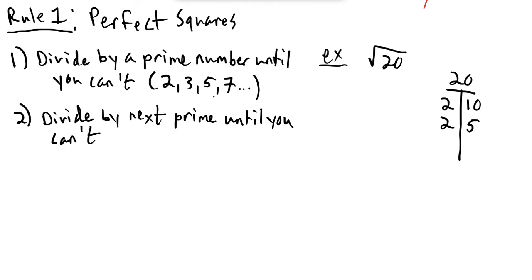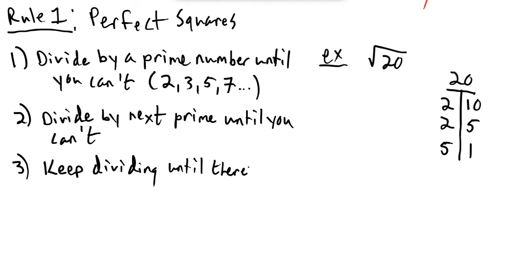Not going to work. So we divide by 5. And we get to 1. And that's our third step. You're going to keep dividing until you get 1 on the right. So we've finished step 3.